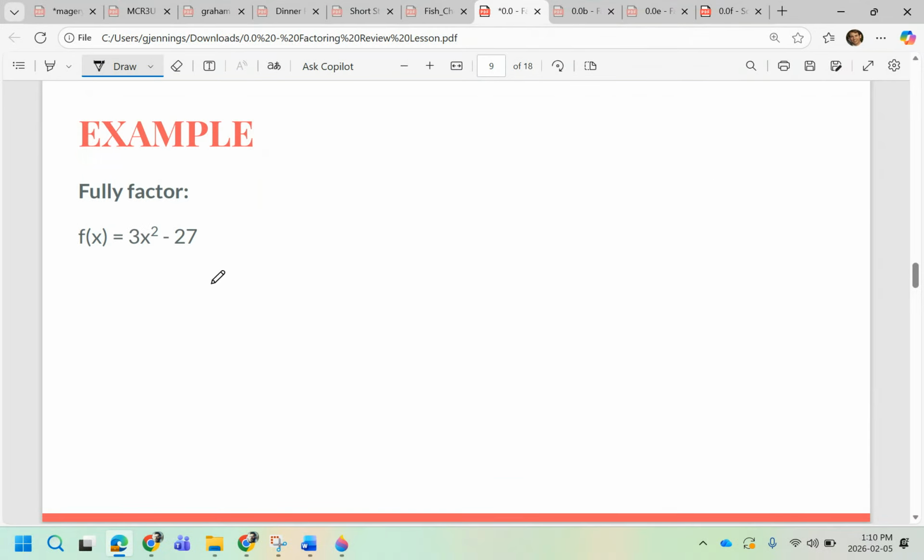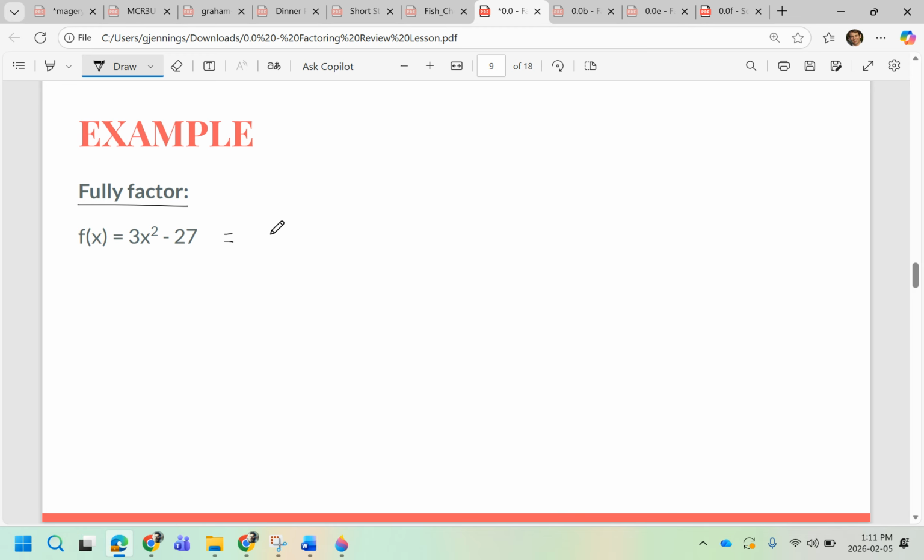Let's take a look at how we can fully factor this one. We have f of x is 3x squared minus 27. Aw man, 27 is not a square. If only that were a square, we could do something with it. Davis, what do we do? You gotta take out the common factor. Yeah, always common factor first.